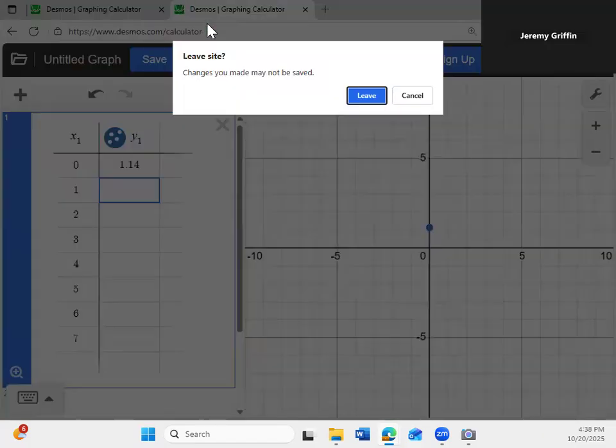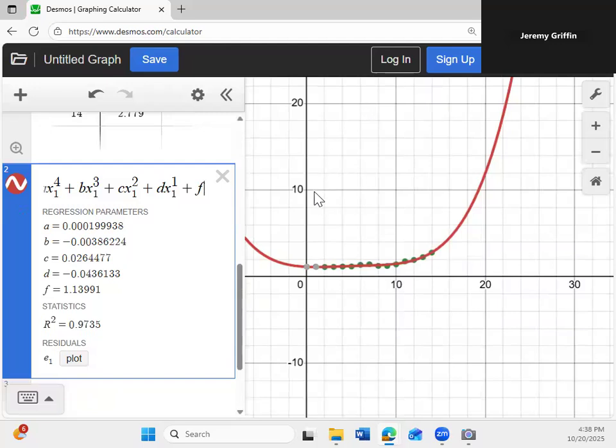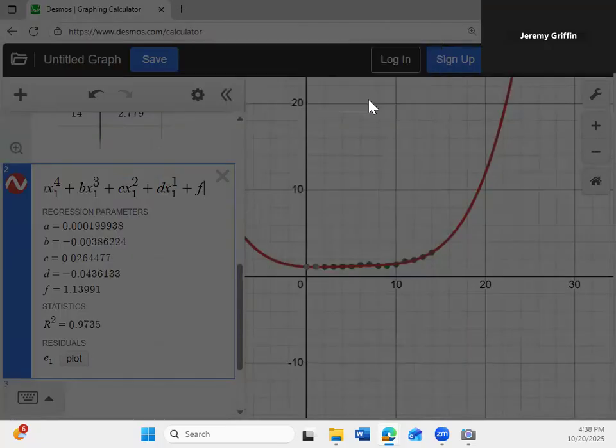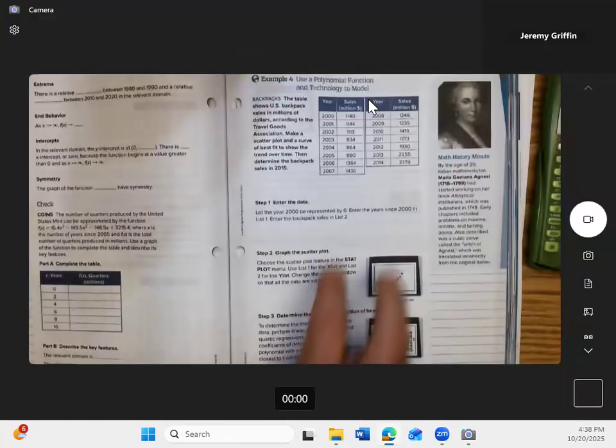Okay, so start with that. All right, so I'm going to close this out and just keep going. All right, so that's how you create a regression.